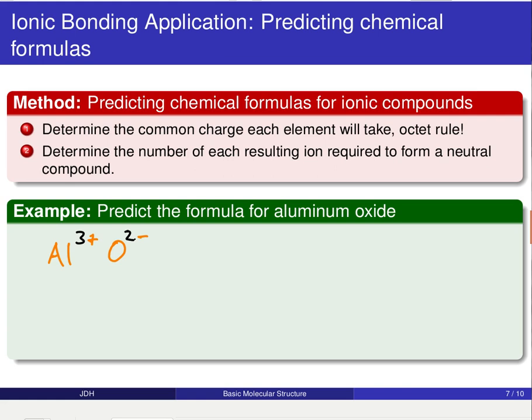Well, you could find that least common multiple, or you could just do the little crisscross method here. Take the 3, the magnitude of the charge on aluminum, move it down as a subscript on oxygen. Take the 2, the magnitude of the charge on oxygen, move it down as a subscript on aluminum. The result will then be an Al2O3 compound, and that will then be the smallest whole number ratio of aluminum to oxygen atoms required in order to form a neutral compound.